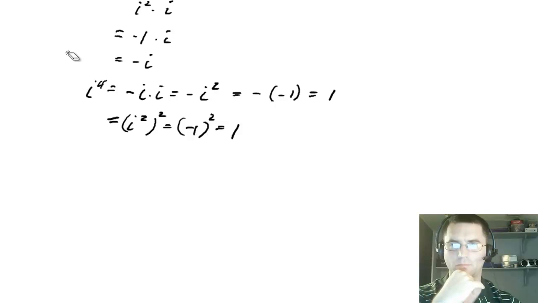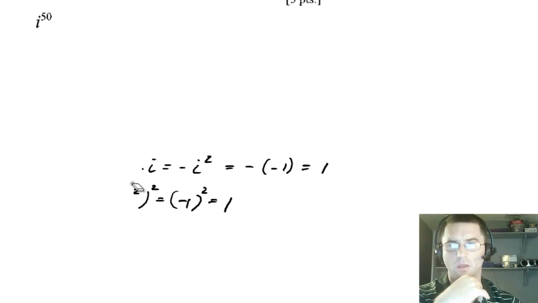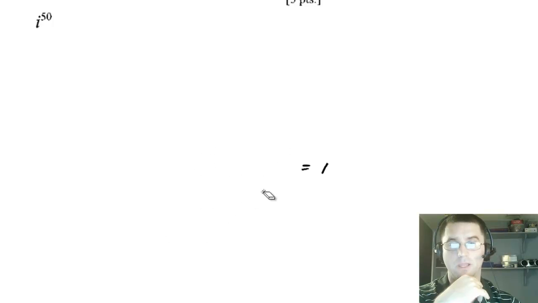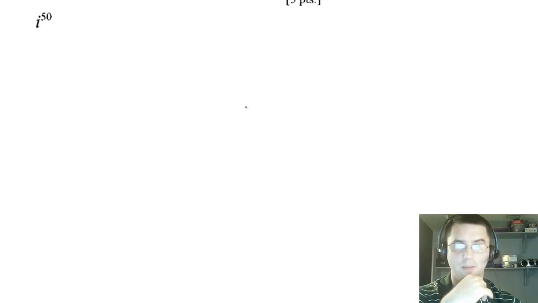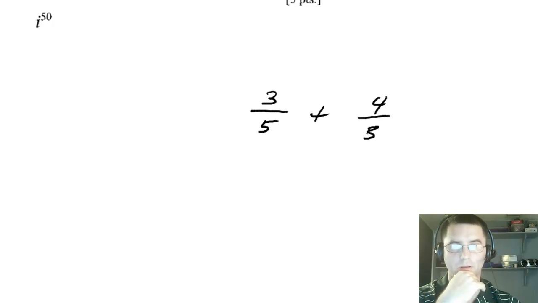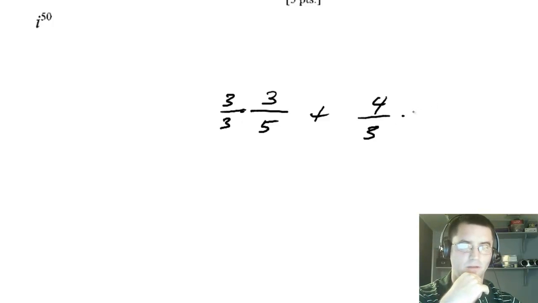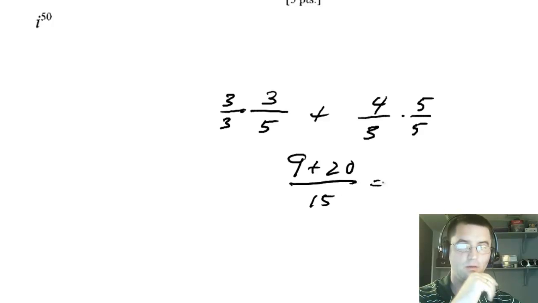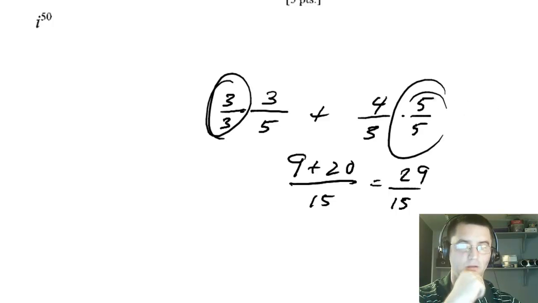Well, something we do with fractions so that we can add fractions with different denominators is we multiply by 1, don't we? And when we multiply by 1, we don't change the final value, we just make it easier to calculate. It just makes it easier for us to calculate that this is 9 plus 20 over 15, which is 29 over 15. So what did I do? I multiplied by 1 so that I could do the math.